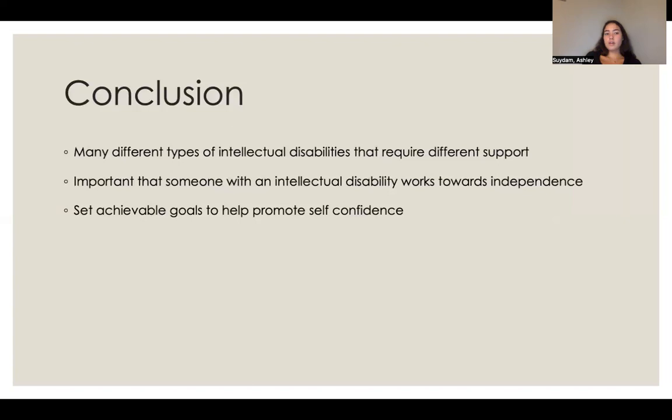In conclusion, there are many different types of intellectual disabilities that require different types of support. It's important that someone with an intellectual disability works towards independence, not only when they're young, but also when they're old. This will also help them feel confident if there isn't somebody always around. And then lastly, set achievable goals to help promote self-confidence.